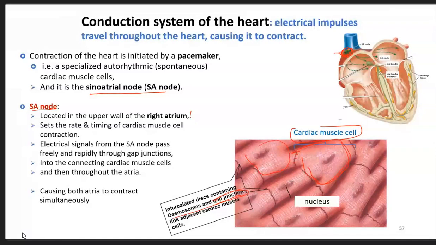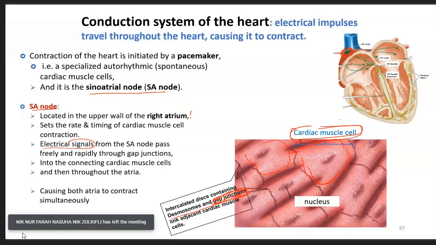This is known as an electrical synapse, which allows very rapid transmission of impulses. Gap junctions involved in rapid transmission of electrical impulses are found in the cardiac muscle and also in the brain. So the electrical signal, the same as the electrical impulse, from the SA node passes freely and rapidly through gap junctions into the connecting cardiac muscle cells, and then throughout the atria.